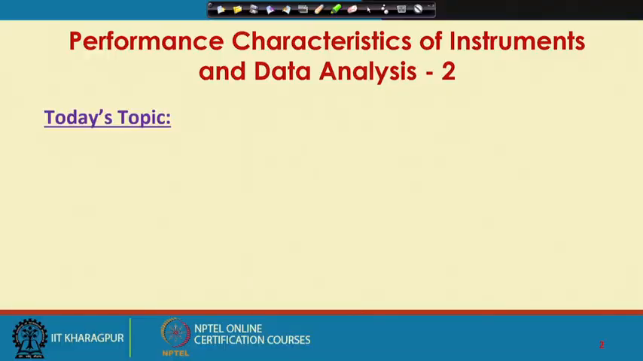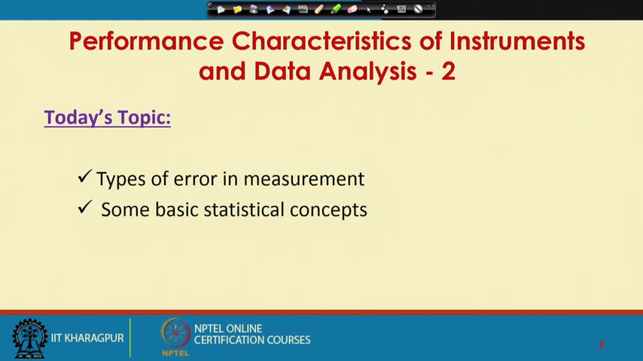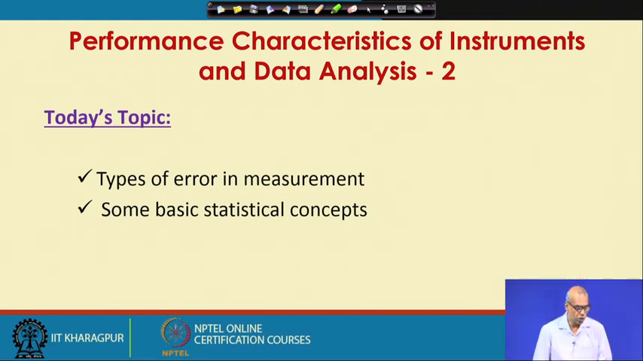Welcome to lecture 12. So, we are now talking about performance characteristics of instruments and data analysis part 2. In this lecture we will talk about types of different errors that are associated with your measurements. So, today's topic: types of error in measurement, and also we will introduce some basic statistical concepts.